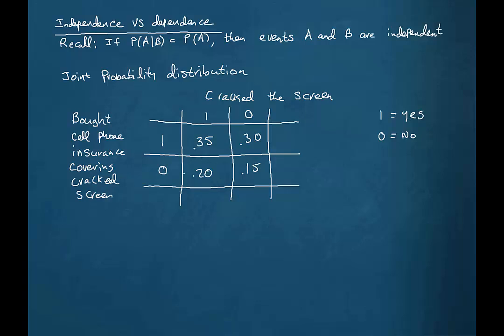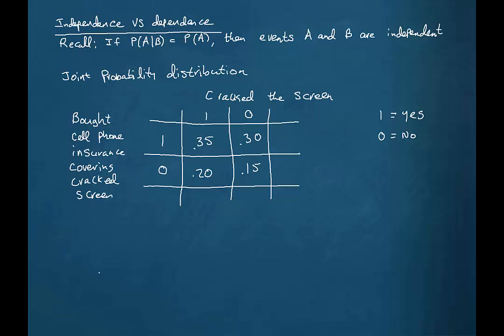We can articulate what each of these other cells indicates in the same way. Here we have people who didn't buy cell phone insurance covering the cracked screen, and they did crack their screen, and that probability is 0.2. And then the last one is that they didn't buy cell phone insurance covering the cracked screen, and their screen did not crack, and that probability is 0.15.